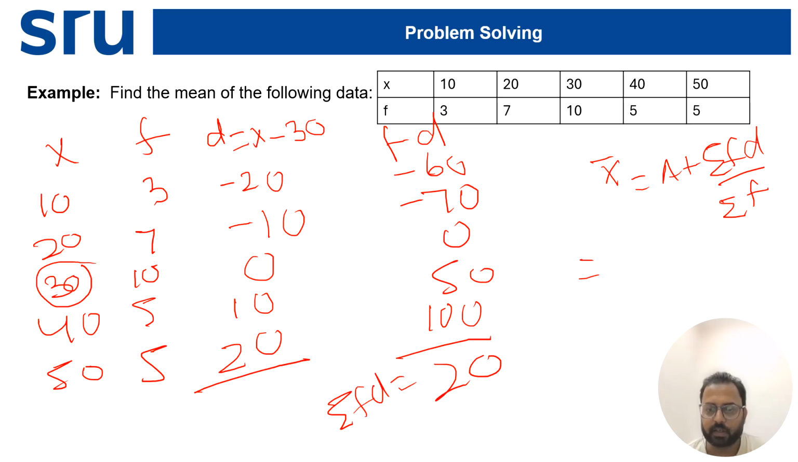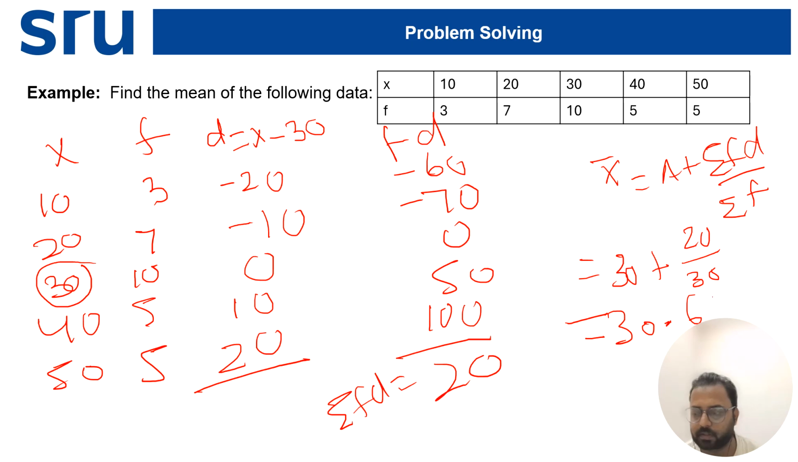So x bar is 30 plus 20 divided by the sum of all frequencies. The sum of frequencies is 3 plus 7 plus 10 plus 5 plus 5, which is 30. By simplifying we get 30.67, which is the mean of the given data.